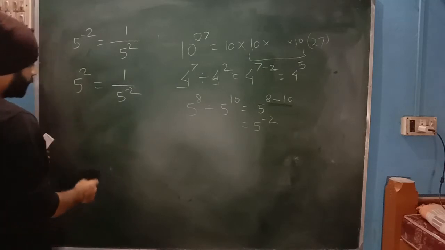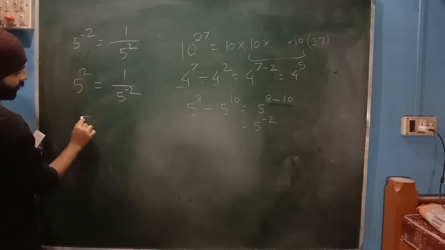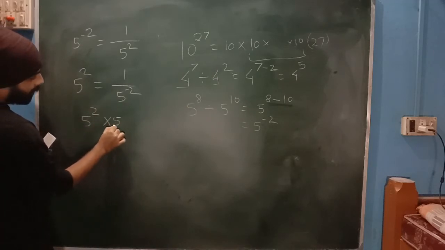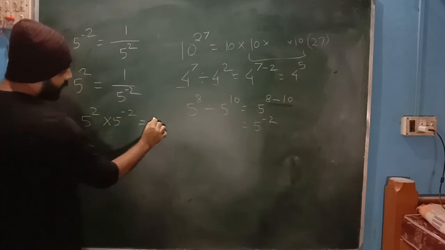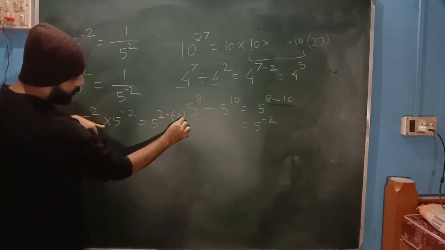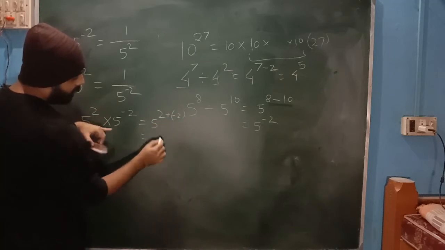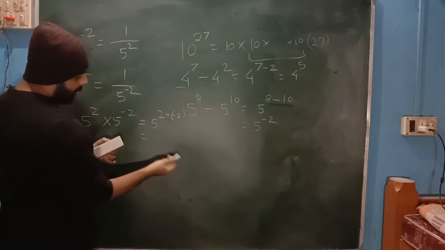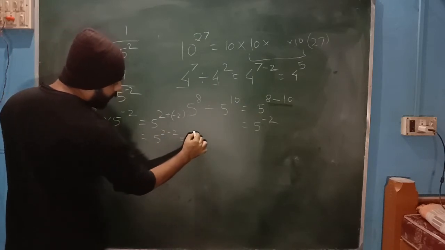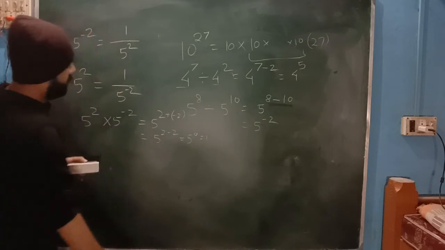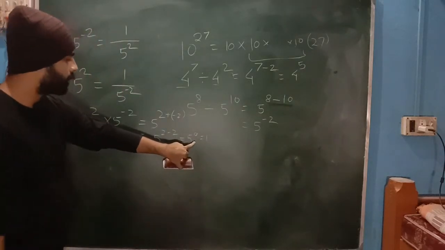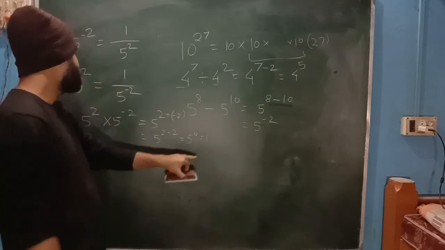So here is a proof why this is the same, because whenever we are multiplying this, you can see 5 to the power 2 into 5 to the power minus 2 equals 5 to the power 2 plus minus 2, which will be plus and minus, you will get 2 minus 2 equals 5 to the power 0, which will be 1. So if anything, I will come back to this one, but 5 to the power 0 equals 1.